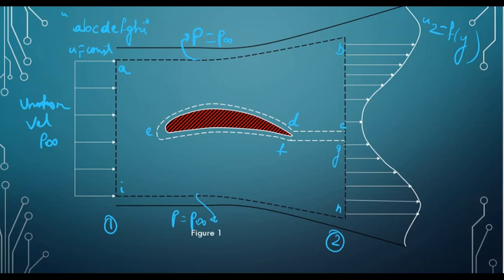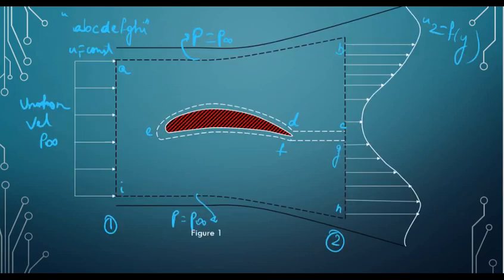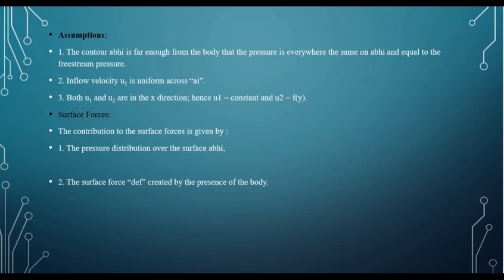Proceeding further with our derivation, first we are going to consider the surface forces. Now, what are the contributions of surface forces, which we had seen in the momentum equation? Initially, if I want to observe the pressure distribution over this surface, that is ABHI, the pressure distribution is given by the negative integral of pdS, and this would be across the control volume ABHI.